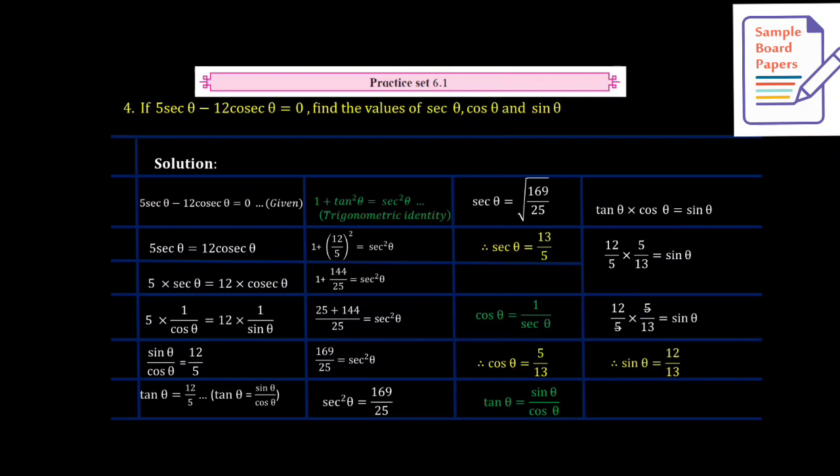So with the help of only one trigonometric identity we have solved this sum. The first part of your answer was sec theta, and sec theta we have got 13 upon 5. Second was cos theta, and cos theta is 5 by 13. And the last one was sin theta, and sin theta is 12 by 13. Very simple. So hope you understood this sum.